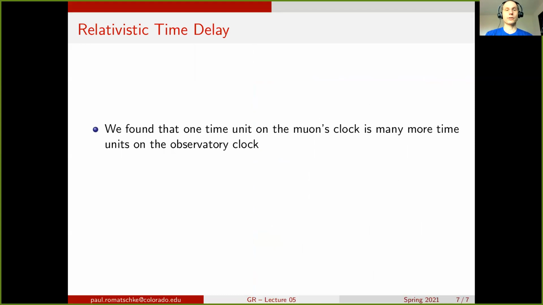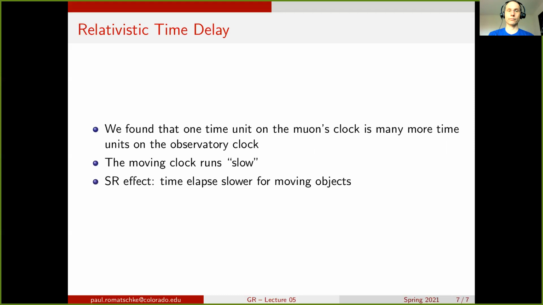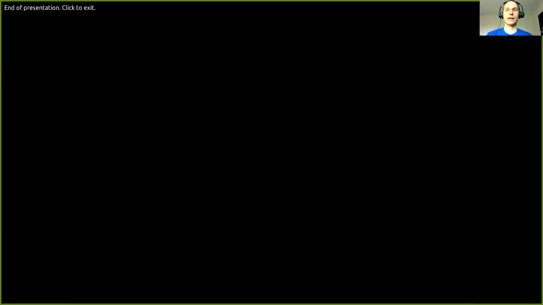So we found that 1 unit on the muon's clock is many more time units on the observatory clock. A common way to state this effect is that the moving clock runs slow. This is a special relativity effect. It just says that time elapses slower for moving objects. And that is what I wanted to talk about in this lecture.